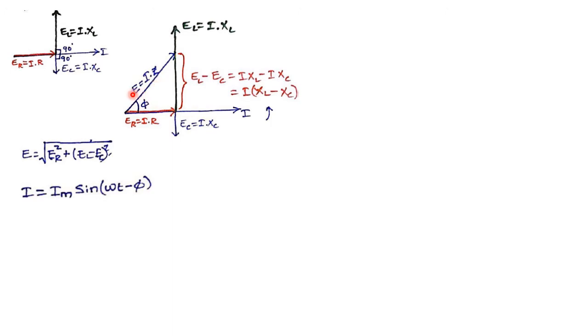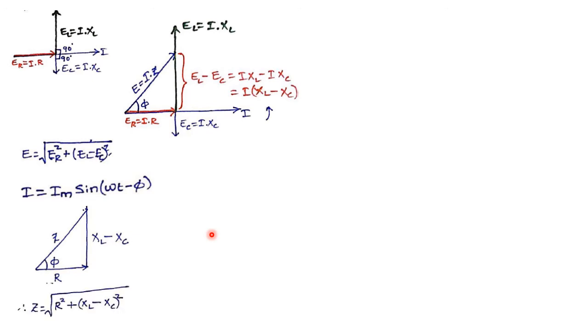Whereas the resultant voltage E is nothing but E equal to I into Z, or under root ER square plus EL minus EC square. So from this Pythagoras theorem we can get the value of E is equal to under root ER square plus EL minus EC square. Okay. By taking the impedance triangle out of the vector diagram, I can observe the triangle will represent R, XL minus XC and Z. Therefore Z is given by under root R square plus XL minus XC whole square.